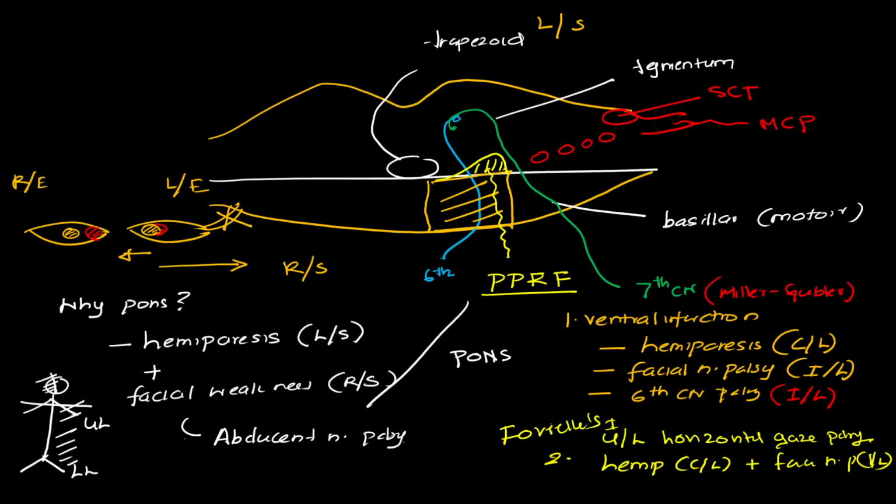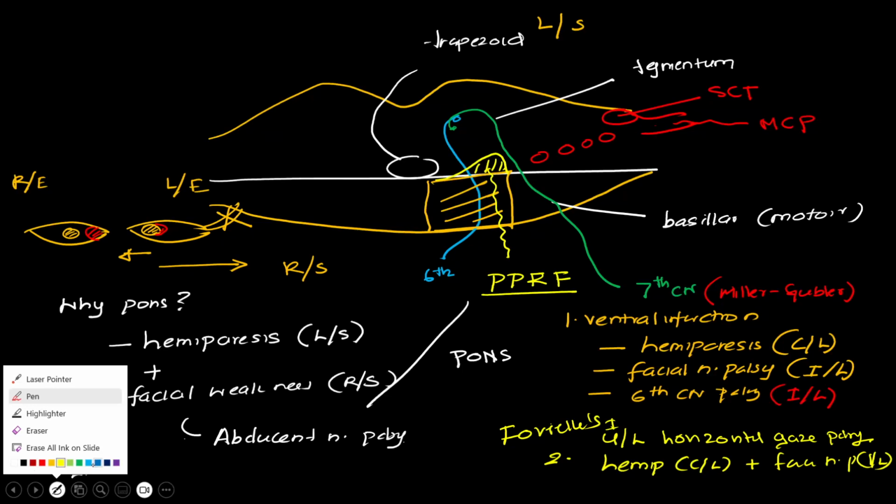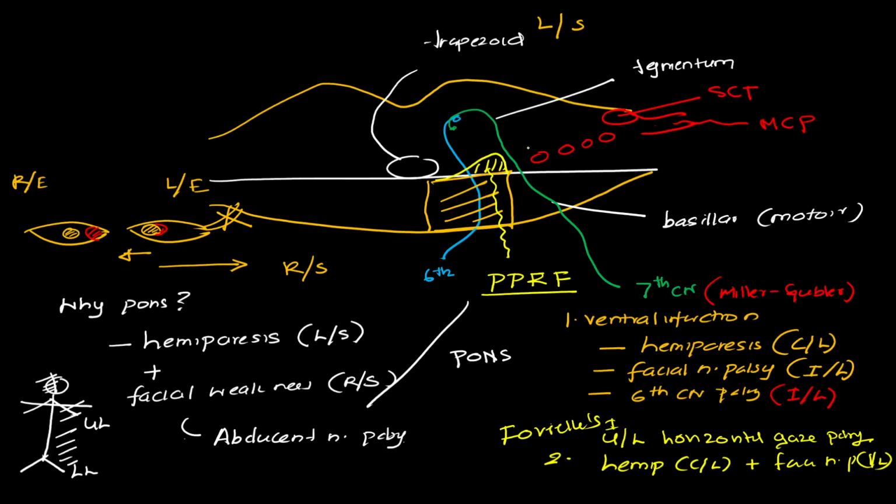Are we clear? The only difference between Foville's and Millard-Gubler syndrome is that Foville's will have a horizontal gaze palsy of the ipsilateral side, but in Millard-Gubler you would get a sixth cranial nerve palsy. Are we clear? These are the ventral lesions of the pons. Right. Now we will be looking at the lateral lesions. I'll be using the same diagram. A lateral lesion would be more or less towards this aspect. Look at the structures which are being involved. The ventral part of the pons is involved, so there will be contralateral hemiparesis. Are we good?